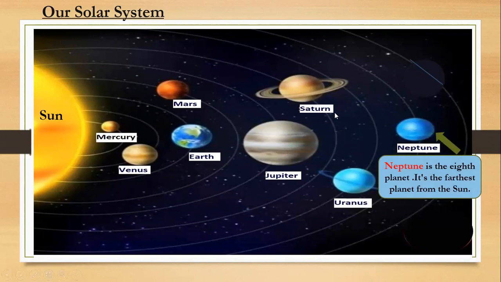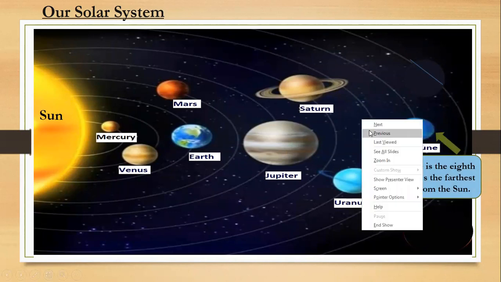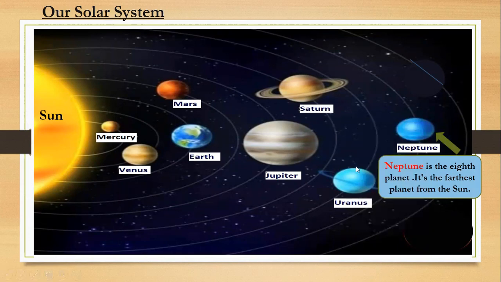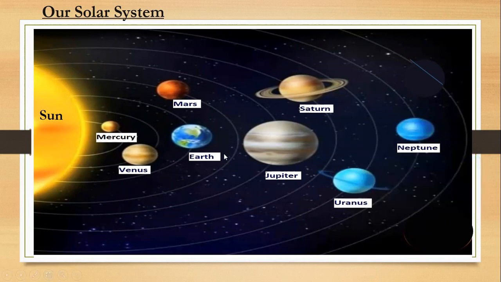This was an introduction to our solar system. We have, as we said, 8 planets in our solar system. We started from the closest to the sun, Mercury, to the farthest one, Neptune. So you should study the spelling of these planets, and all of them should start with a capital letter.